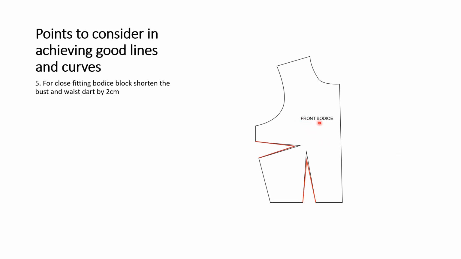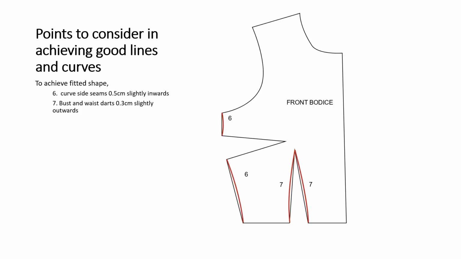This is my front bodice, and this one is what we refer to as the bust dart, and this one is what we refer to as the waist dart. As you look keenly, the red darts are slightly shorter than the black darts, indicating that they have been shortened by 2 centimeters. Number 6, to achieve a fitted shape, you have to curve the side seam 0.5 centimeters slightly inside. This is my side seam, and I have slightly curved inwards 0.5, and that's why I'm pointing at 6.